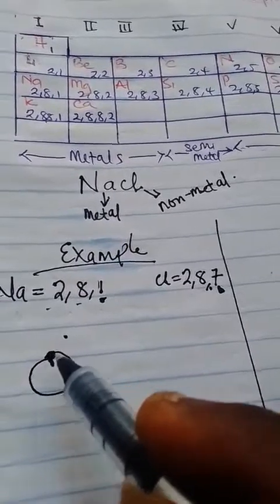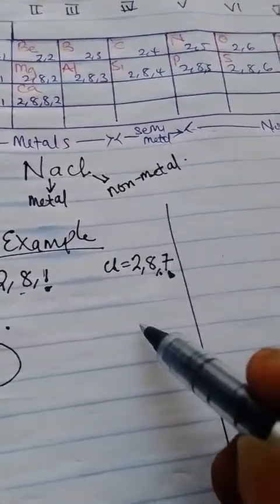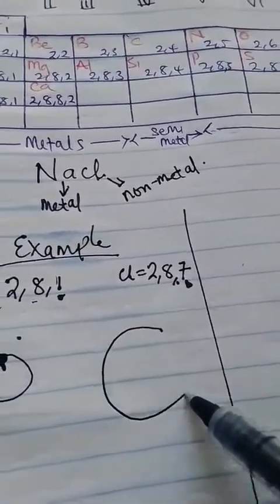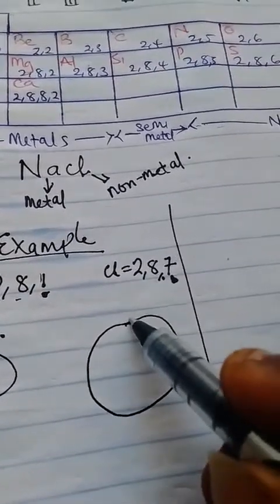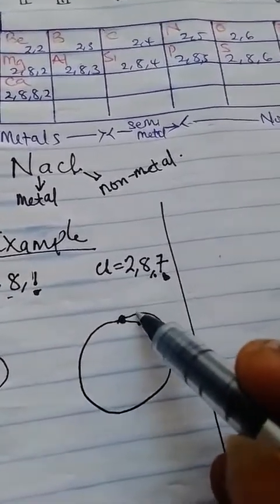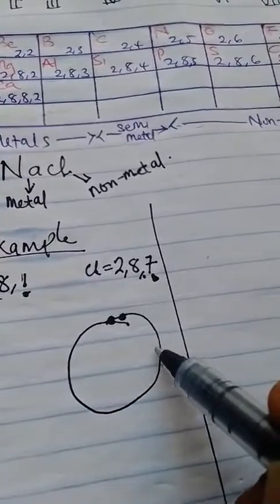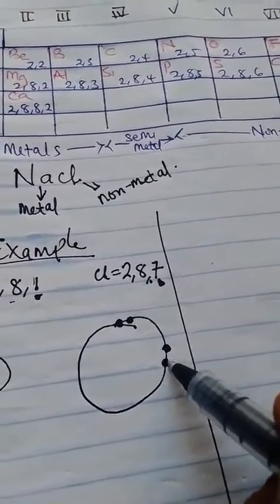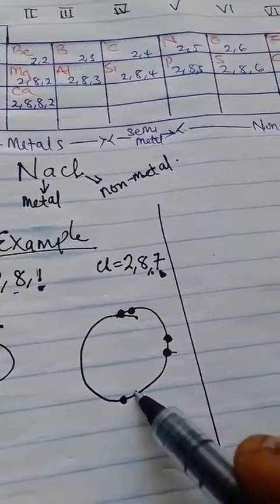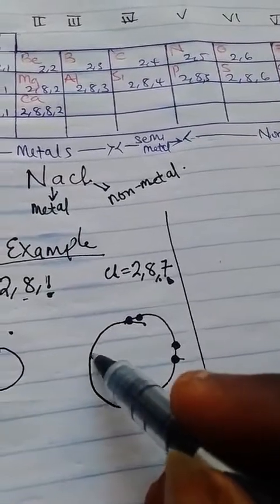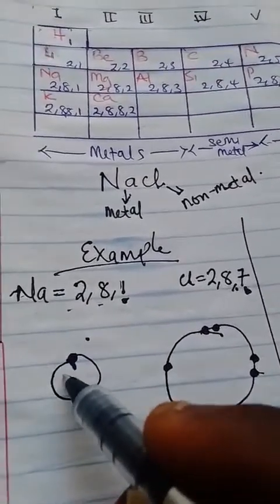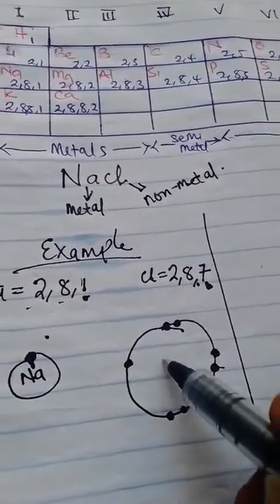Okay, I'm going to just use the outermost shell. Here, chlorine also has 7 electrons in the outermost shell. So we have 1, 2, 3, 4, 5, 6, 7. Okay, so this is sodium and this is chlorine.